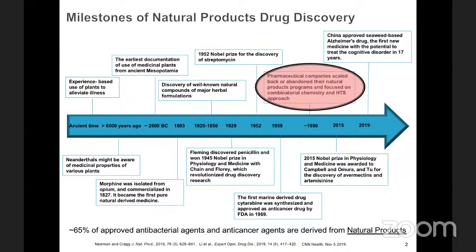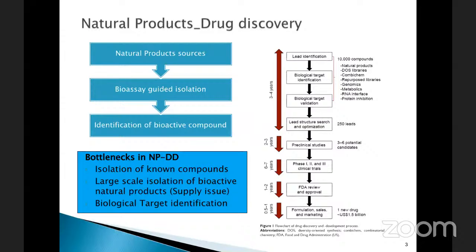So again, I think the interest has been generated, and I just want to make sure that though there was less interest for several years, still around 65% of approved antibacterial and anti-cancer agents are derived from natural products. So from this slide, I'm trying to make it clear that natural products have always been a backbone in the drug discovery area, and one should always focus on this area.